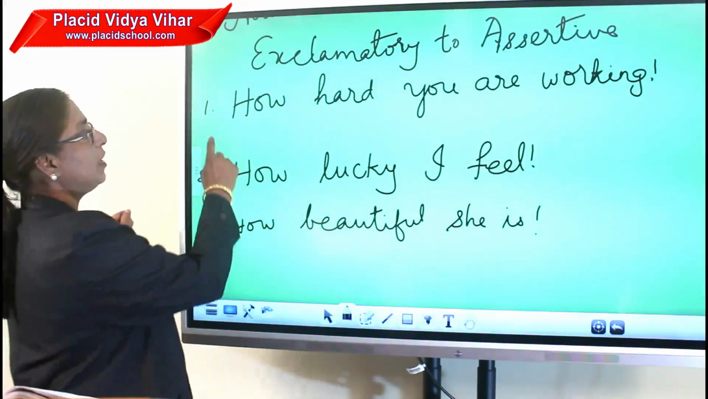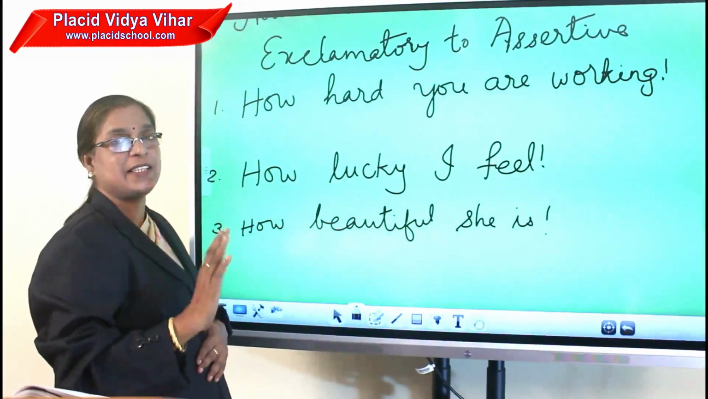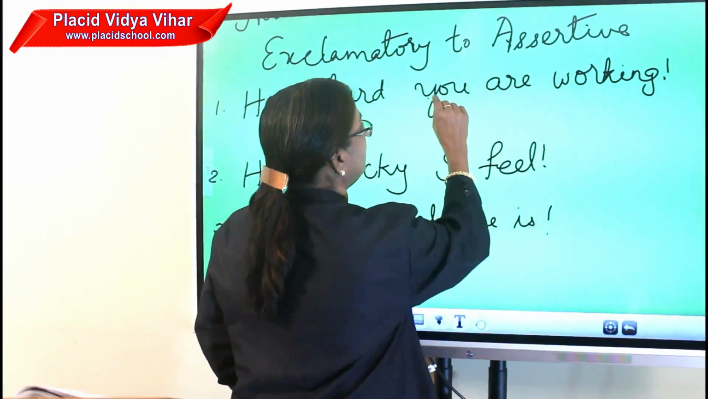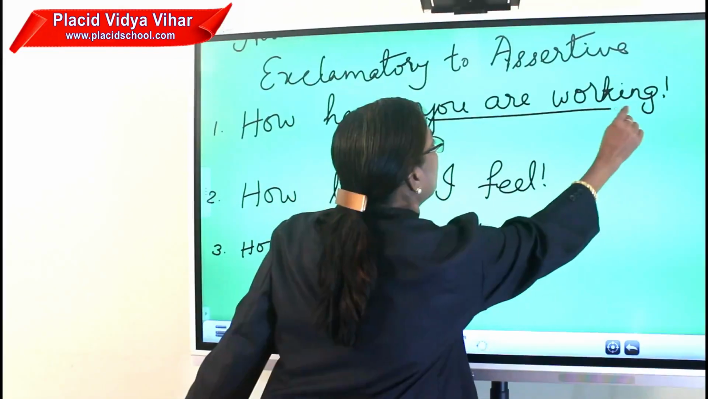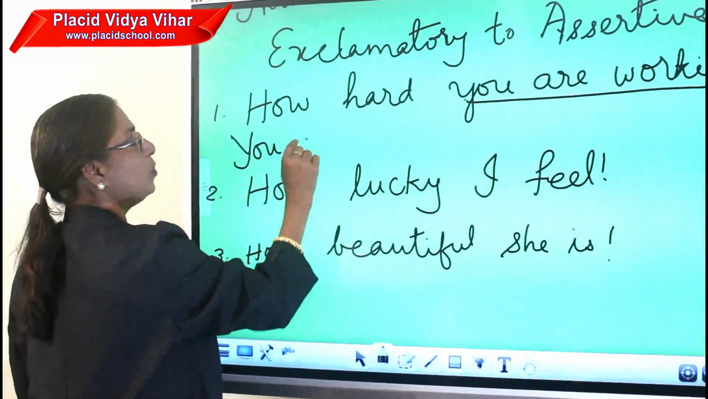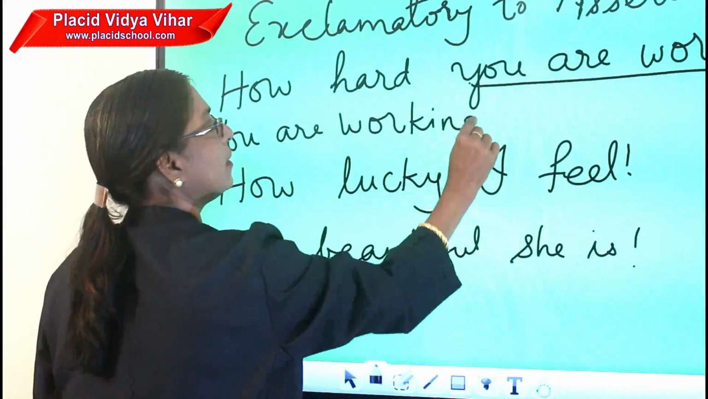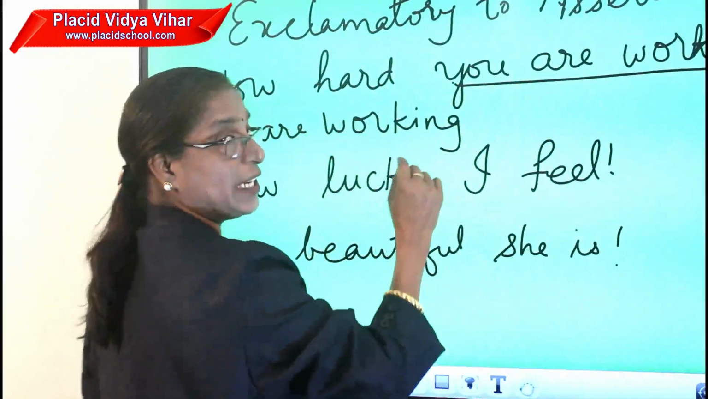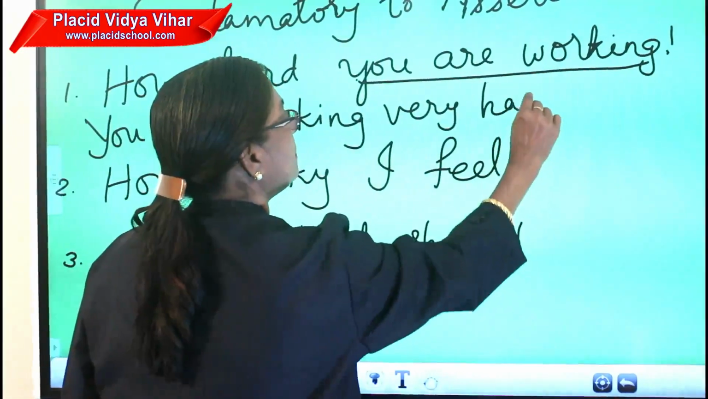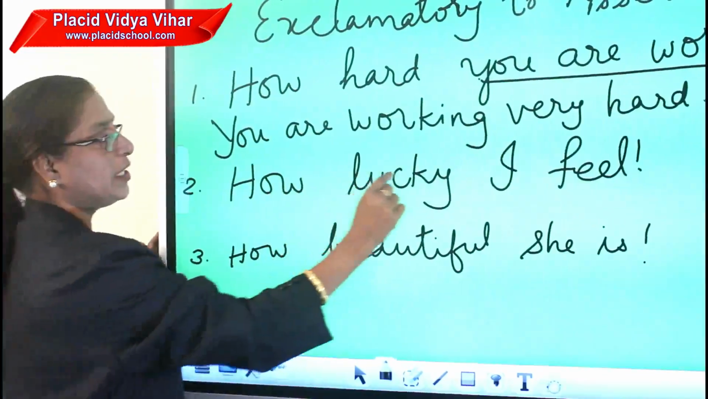So here, how hard you are working. So what you do, you have to make it a sentence, just an ordinary assertive sentence. So begin from here. You will begin from the last part of the sentence. Capital U. You are working. Before the verb you will add one adjective. Very hard. Full stop.